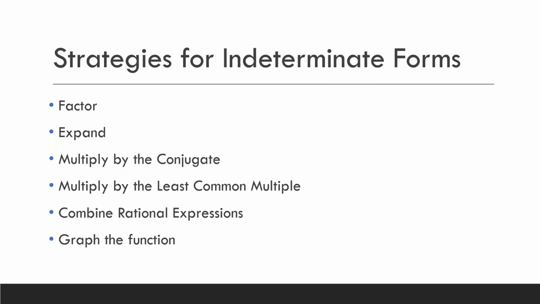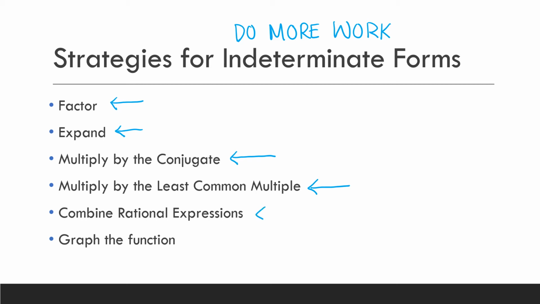So when we see an indeterminate form, we know that we need to do more work, but that more work we need to do varies. We might have to factor or expand. We might have to multiply by the conjugate or the least common multiple. We might have to combine rational expressions, or sometimes you just have to graph the function. What you'll notice is all these strategies are going to combine a lot of your prerequisite skills. So if you're struggling with this section, it probably means you need to practice your algebra a little bit more.